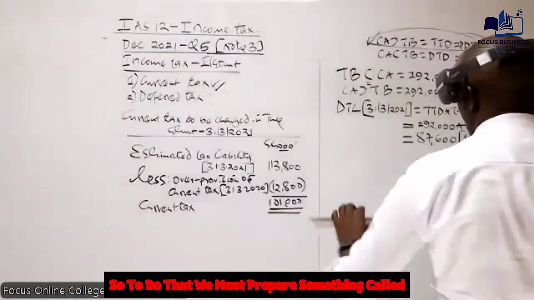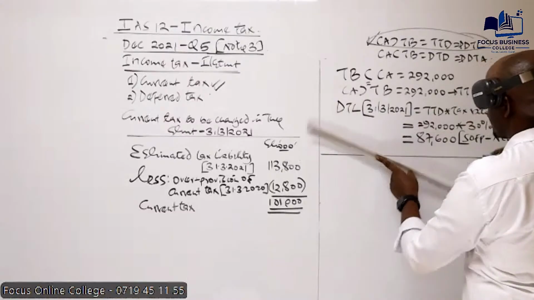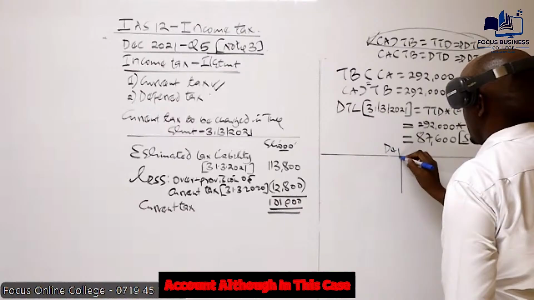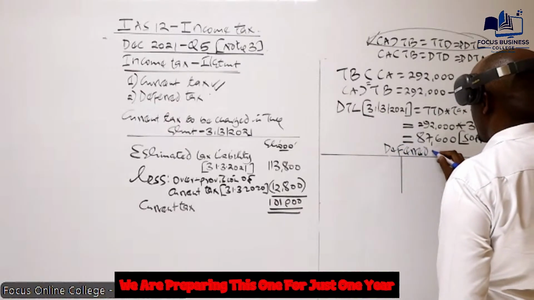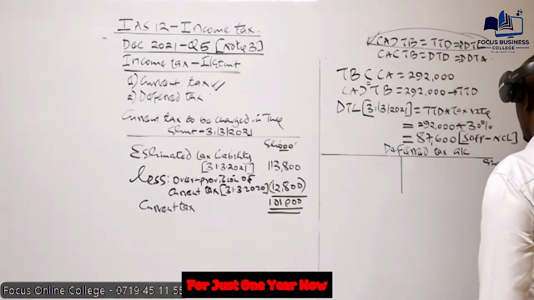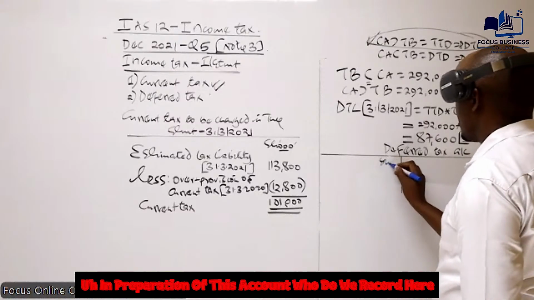So to do that, we must prepare something called a deferred tax account. Although in this case, this one is quite simple because we are preparing it for just 1 year. Now, in preparation of this account, what do we record here?